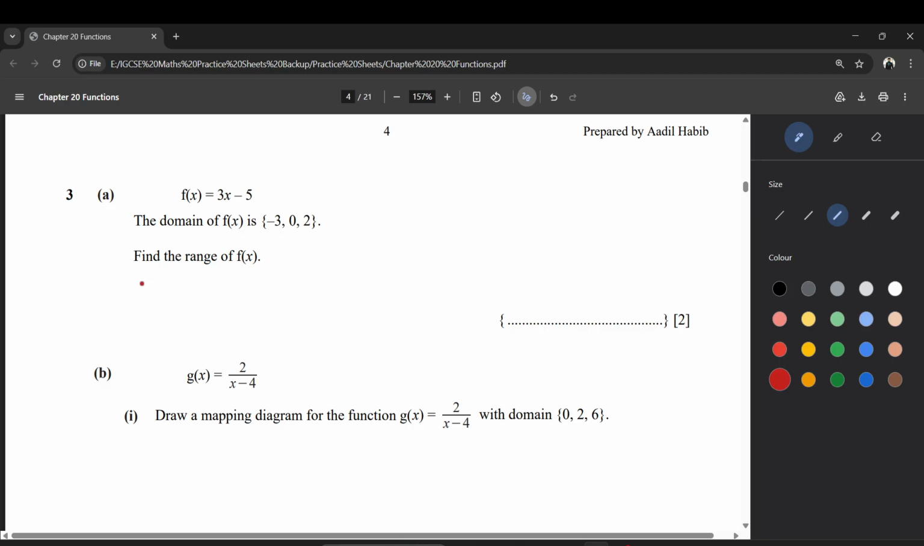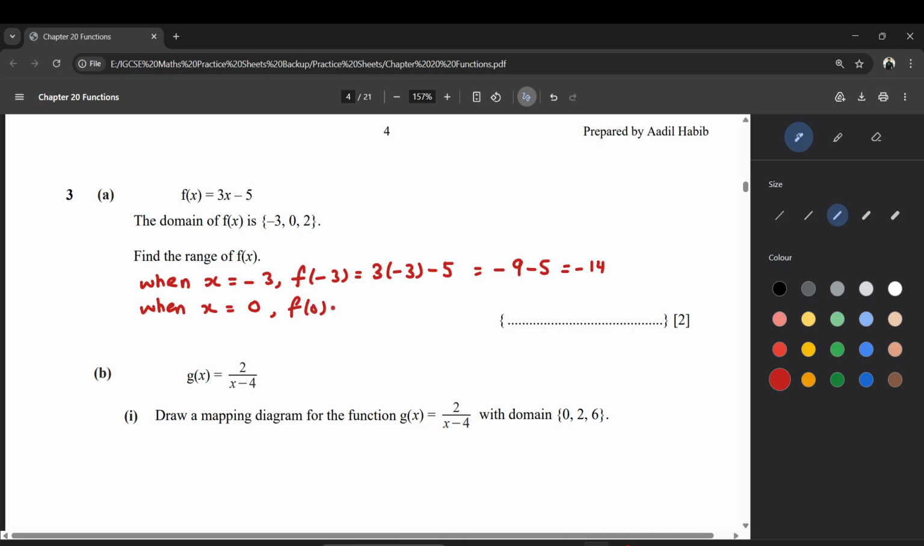So here all we have to do is find the individual y values of these corresponding x values. So when x is equal to minus 3, f of minus 3 will be 3 times minus 3 minus 5. That would be minus 9 minus 5, which is minus 14. That's the first one. When x is equal to 0, f of 0 will be 3 times 0 minus 5. 3 times 0 is 0, and 0 minus 5 would be minus 5.